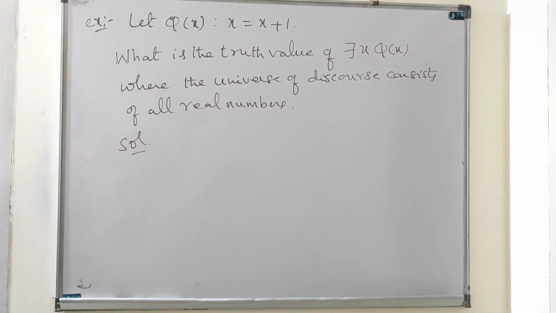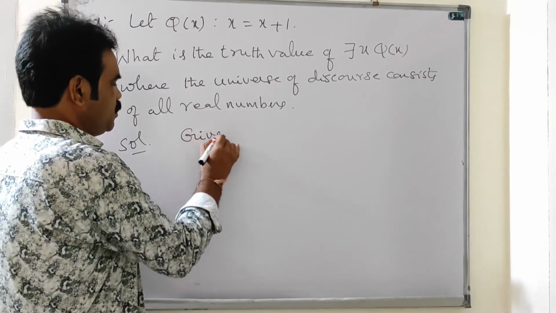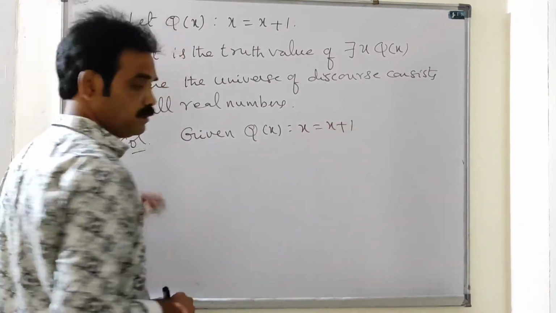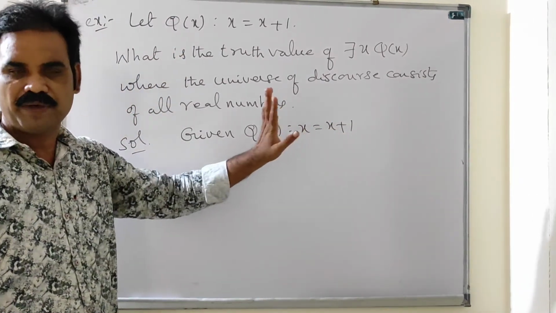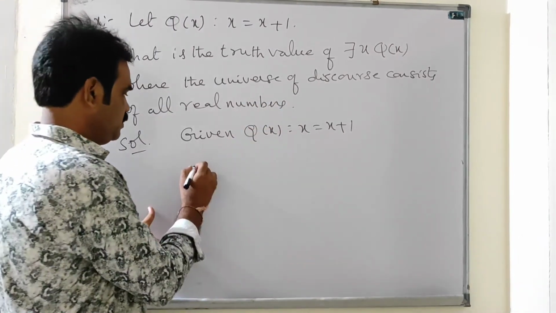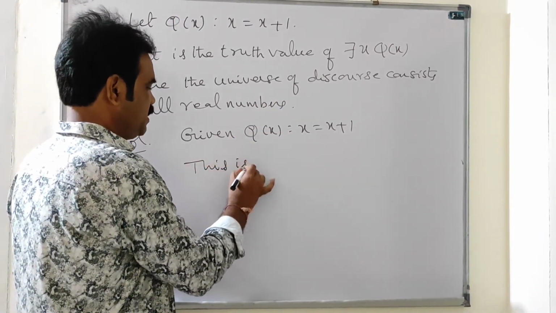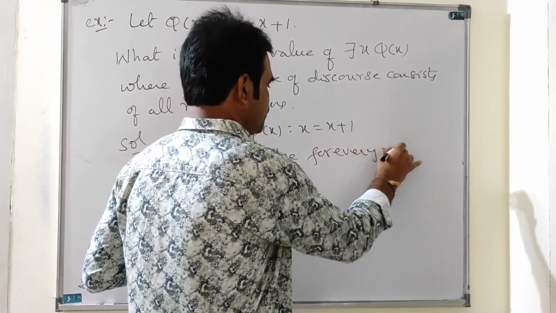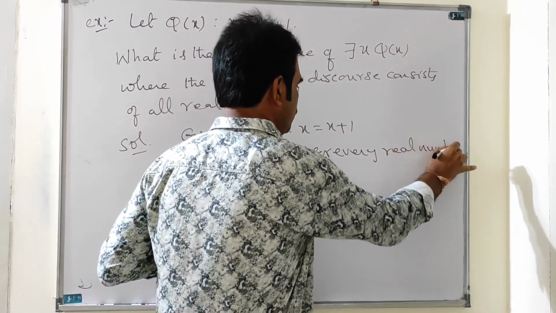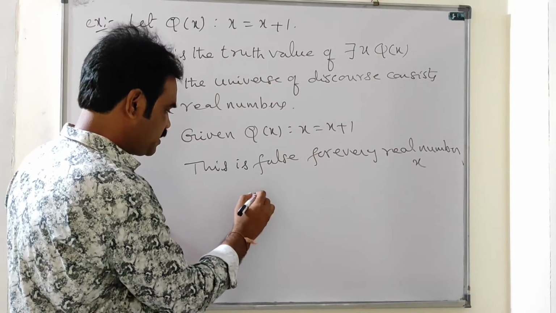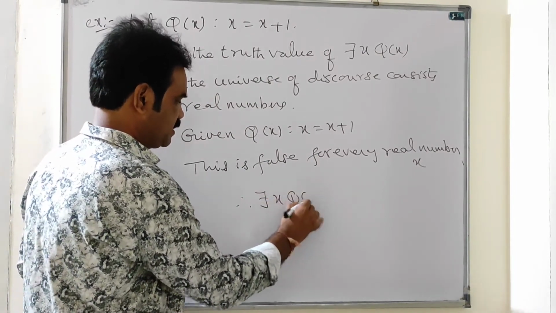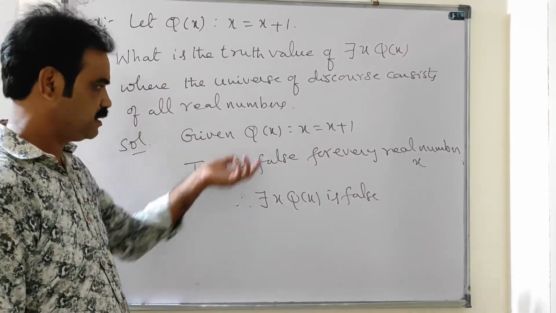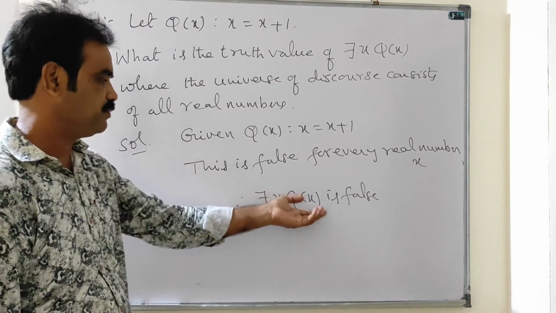See the solution. Given the statement Q of x is x equal to x plus 1. This is false for every value of x in real numbers. The statement is false for every real number x, and hence the existential quantification there exists x, Q of x is false, since there exists no element such that this statement is true.